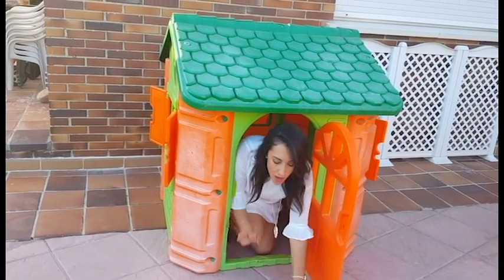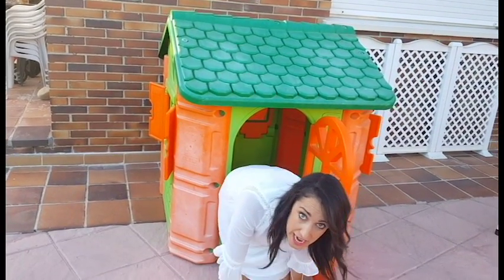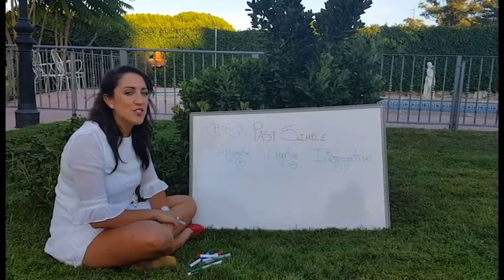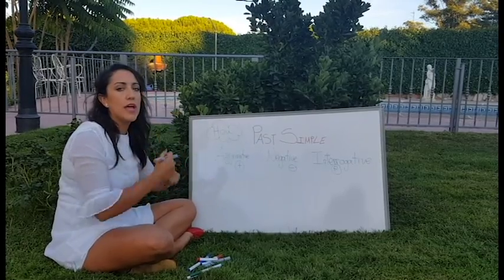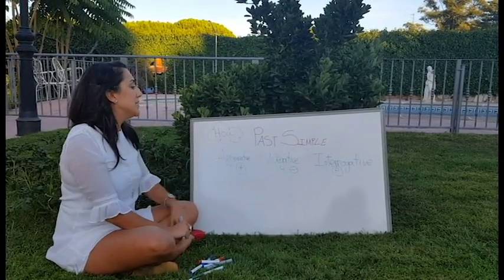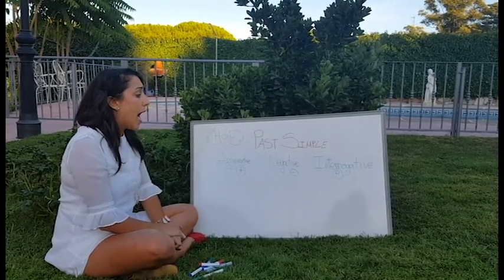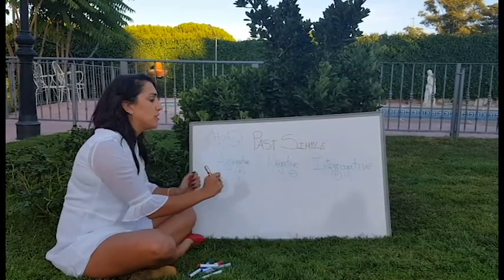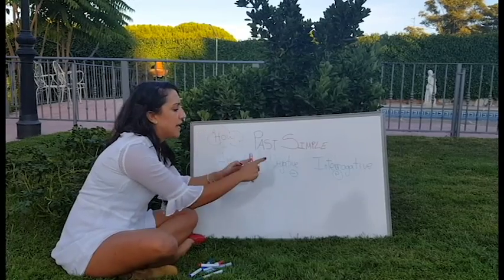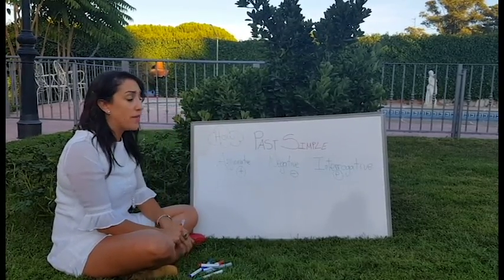Oh, hi. Well, I was sleeping in the house when suddenly I decided to talk about the past. Let's start. First, we are going to learn about past simple. And the first step is going to be how do we form the past simple. I have divided the whiteboard in three parts: the affirmative, negative, and interrogative form.